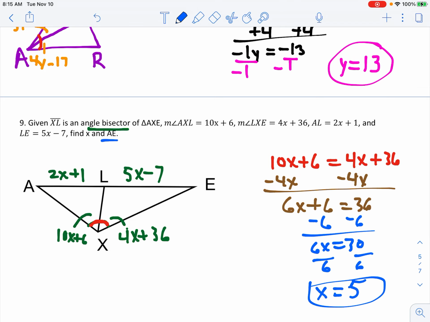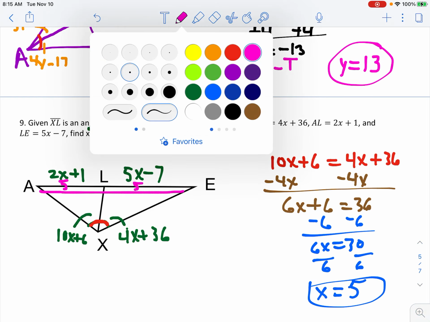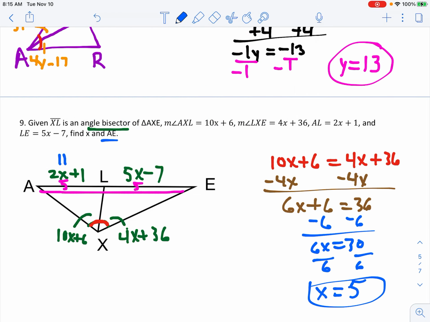Now, the other part of this wanted us to find AE. We'll go back and plug it in for our last problem. I'm going to plug in 5 on this piece and 5 on this piece, and then add them together to find the whole line AE. 2 times 5 is 10, plus 1 tells me this piece is 11. 5 times 5 is 25, minus 7 tells me it's 18. Well, if I want to find the whole line, then I'm going to take the first part, 11, plus the second part, 18, and that will tell me that the whole entire line of AE should be equal to 29.